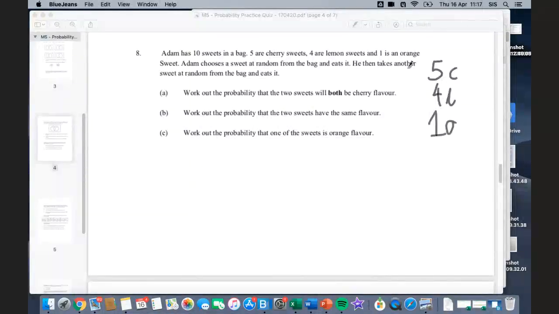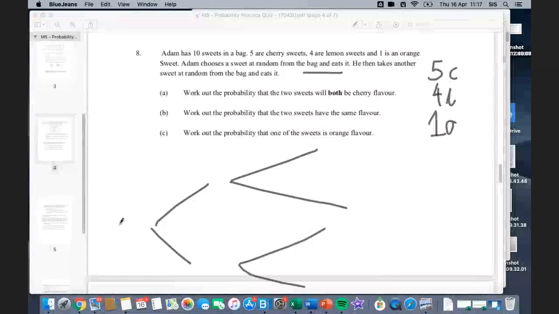You can write a note of any form you want. Adam chooses a sweet at random from the bag and eats it. So the fact he eats it means he doesn't replace it. So the denominators and the numerators often will be changing. He then takes another sweet. Work out the probability that the 2 sweets will both be cherry. Well, you don't need to draw a tree diagram, but it's the easiest thing to do for this kind of question. So this is how I'm going to draw it.